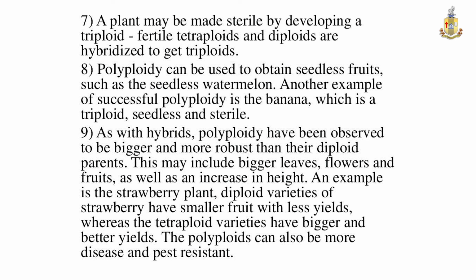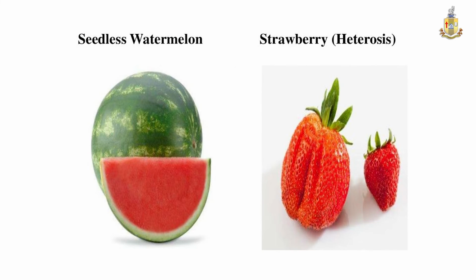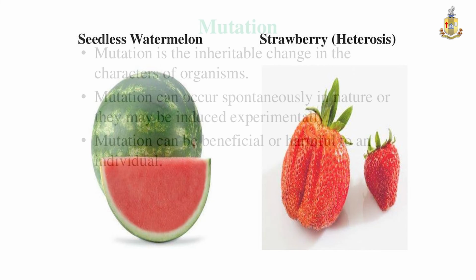As with hybrids, polyploids have been observed to be bigger and more robust than their diploid parents. This may include bigger leaves, flowers and fruits as well as increased height. An example is the strawberry plant, and the diploid varieties of seedless watermelon and strawberry.